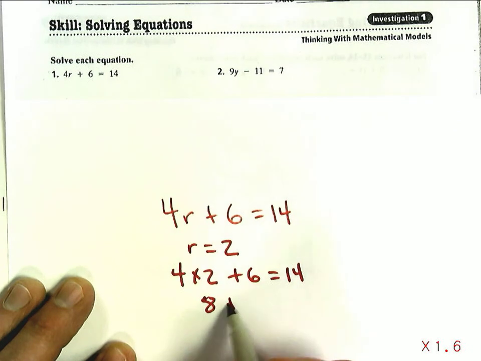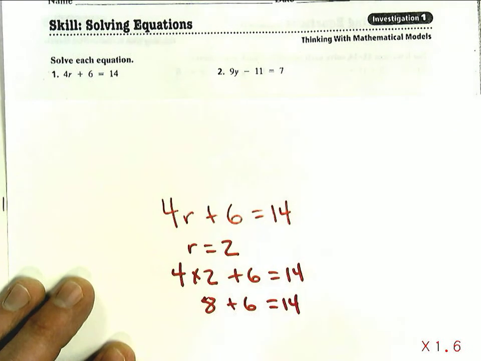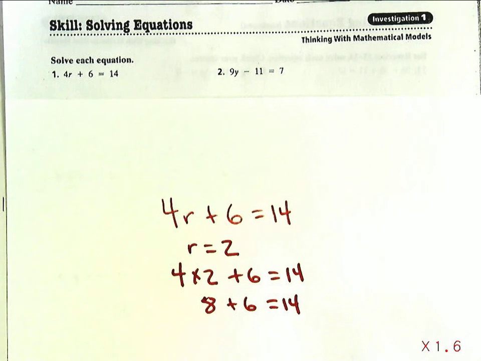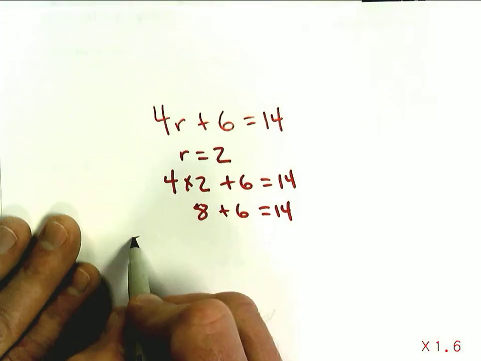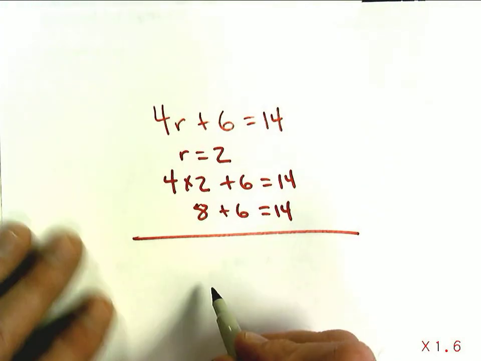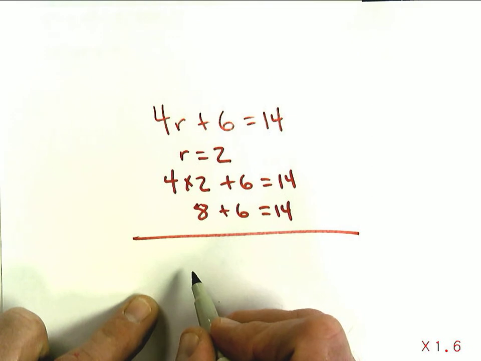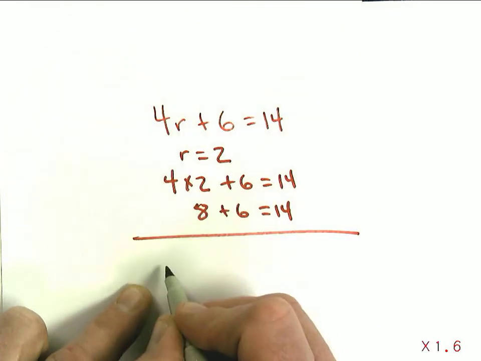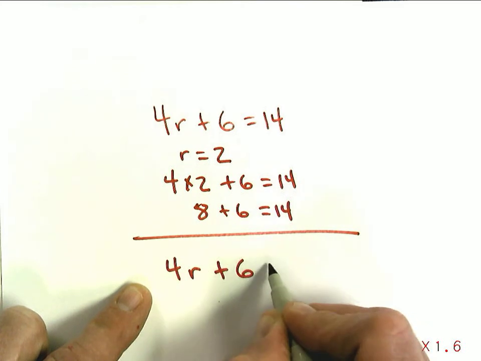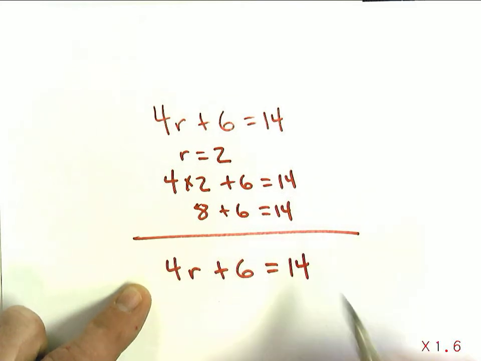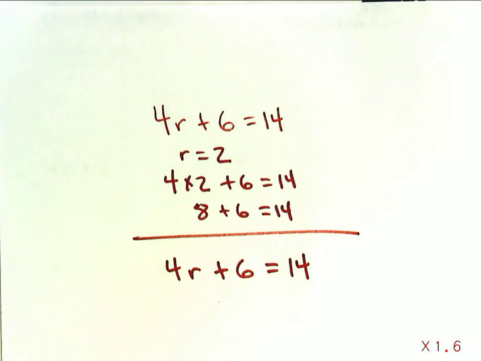or 8 plus 6 is 14. But what if I had a more difficult problem where I couldn't really guess, or guessing didn't work, or I just am not a very good guesser, and so I couldn't have just kept guessing. So here's the algebraic standard way of solving equations.